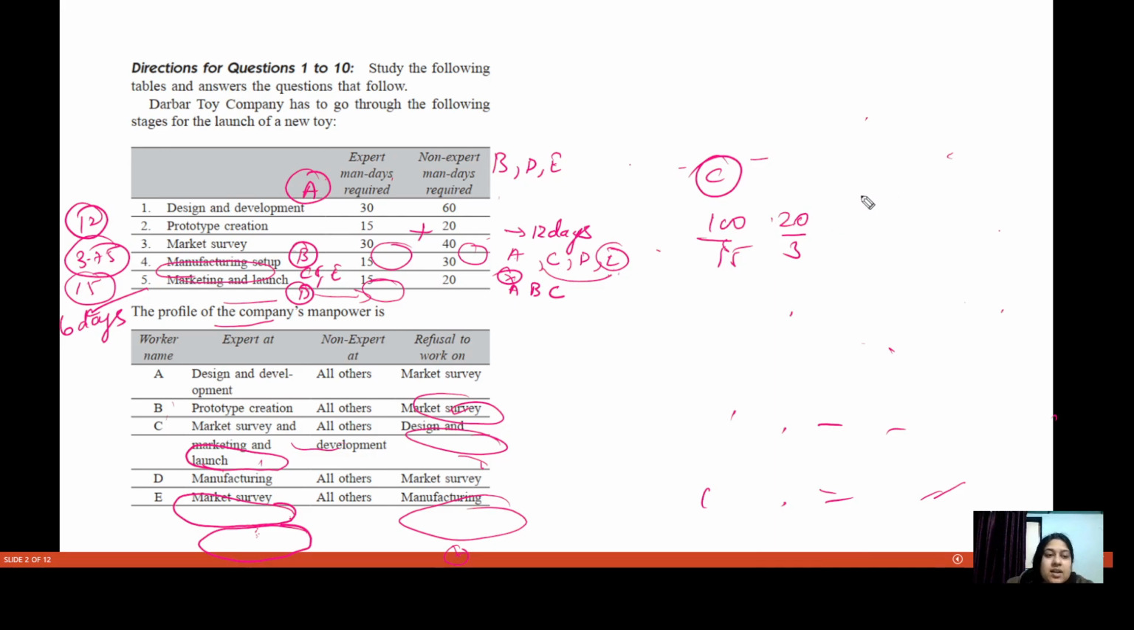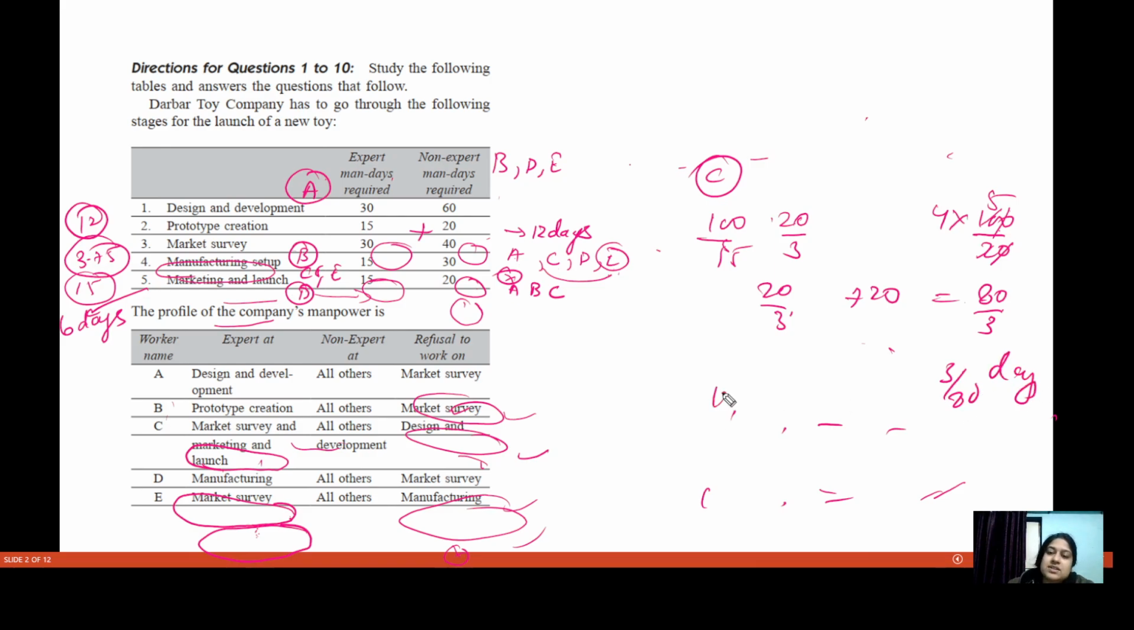And for marketing and launch, non-expert man days are 20, and everybody is agreeing to do marketing and launch work. So for non-experts in marketing and launch, that is 100 by 20. So this is 20 by 3 plus 20, equals 80 by 3. So we have 3 by 80 days, and 100 into 3 by 80 gives 15 by 4 days.